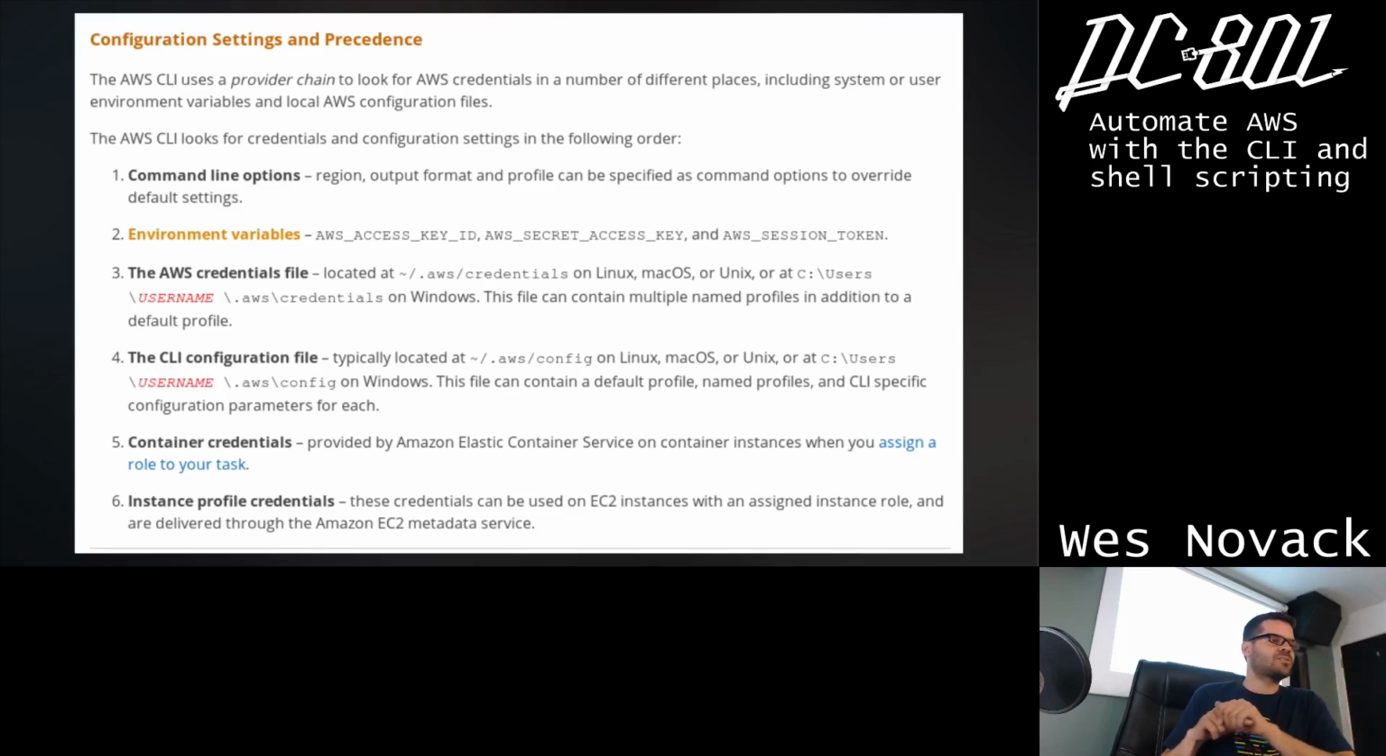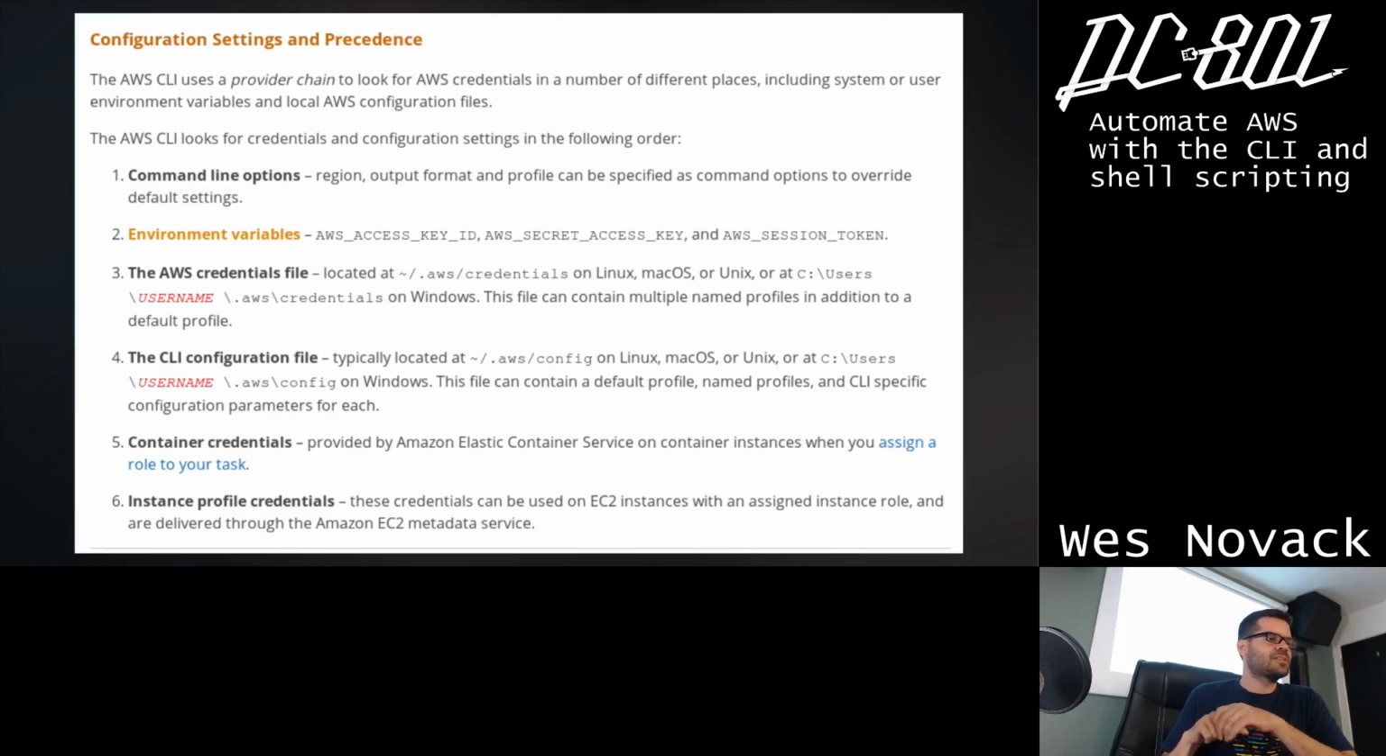And on the screen here, it shows examples for AWS Access Key ID, AWS Secret Access Key, and AWS Session Token. So you can use environment variables for that. I don't usually use those particular environment variables, but there are a few that I often use in scripting that I'm going to mention later.